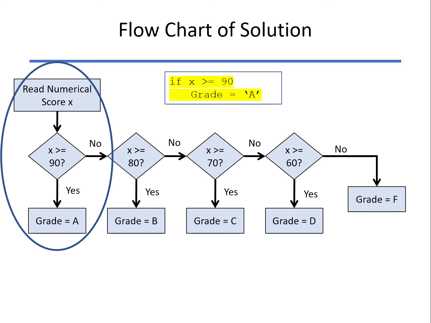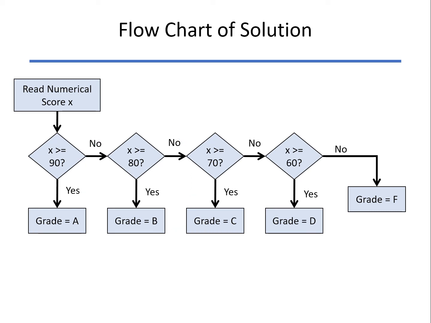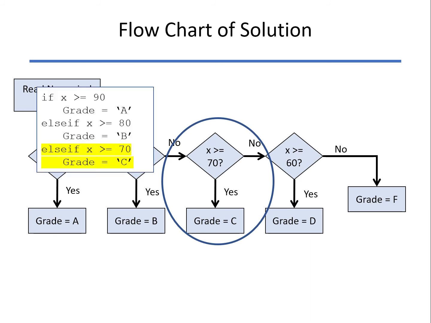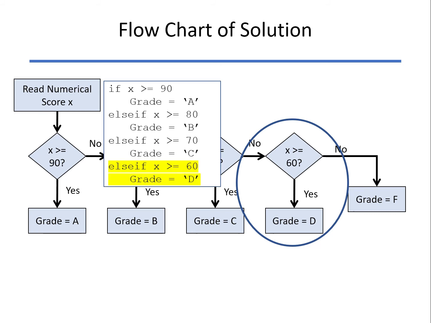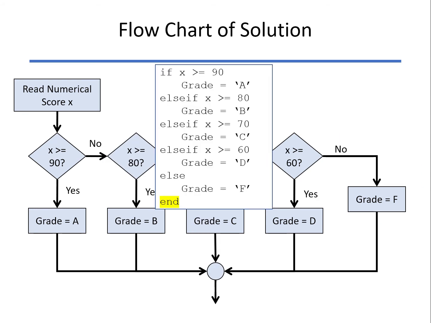However, if it's not true, it doesn't mean that we know what the next grade is going to be if it's less than 90. Instead, we have the else if part of this and say, else if x is greater than or equal to 80, then the grade is B. But again, if that's not true, go to a second else if condition, and then on to a third else if. So finally, we come to the else statement. If none of those conditions have been true up until now, then the grade is equal to F. And finally, the end statement, which again says, at this point, you go on to the next lines of the code.